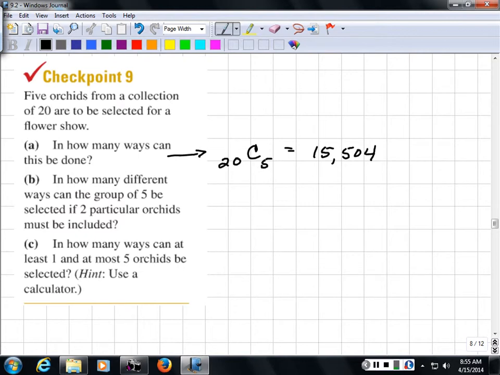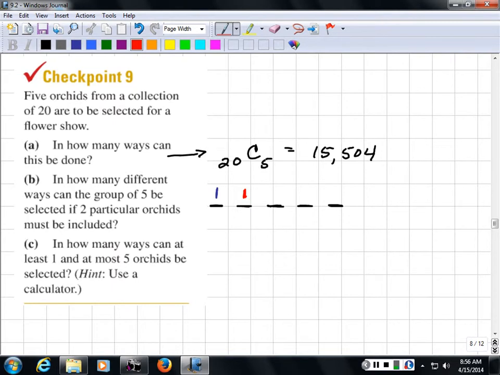That's how many ways I can select 5 orchids drawn from a group of 20. Now, what about part B? In how many different ways can the group of 5, which means I'm looking at 5 blanks here, be selected if 2 particular orchids must be included? Well, that means I'm going to have a specific orchid right there, and a specific orchid right there.